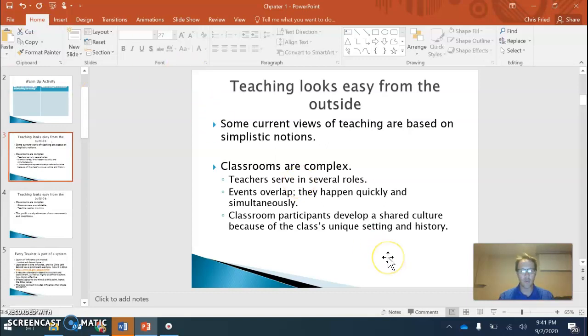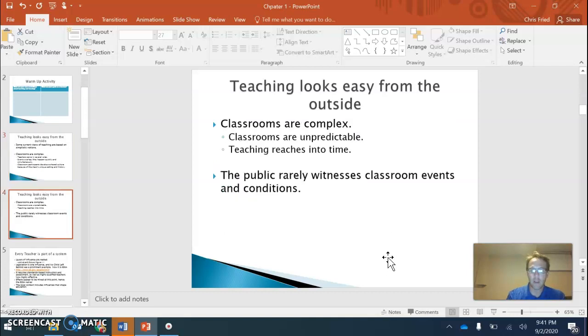Okay, but we know that it's complex. We have several roles, things overlap, and they happen quickly and simultaneously. There is a unique setting. There's lots of planning that goes into setting the classroom up. So we know that it is a complex process. Okay, things can be unpredictable.